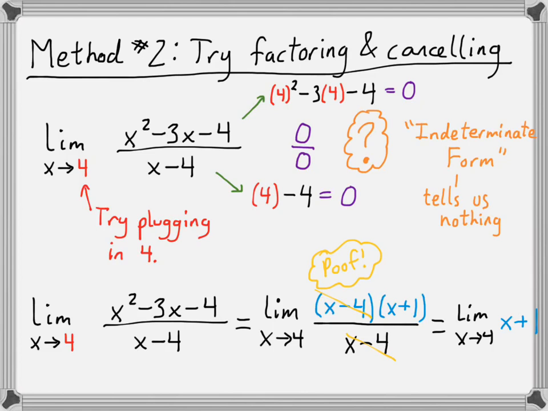So, I now have limit as x approaches 4 of x plus 1. Notice again that I still wrote the words limit as x approaches 4. Okay. So, now that I've canceled those, I can apply direct substitution. I can plug in the 4. If I plug in the 4, I get 4 plus 1, which is 5. Great, I have evaluated the limit. That limit is equal to 5.